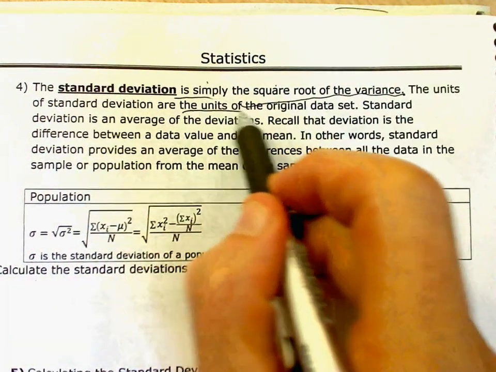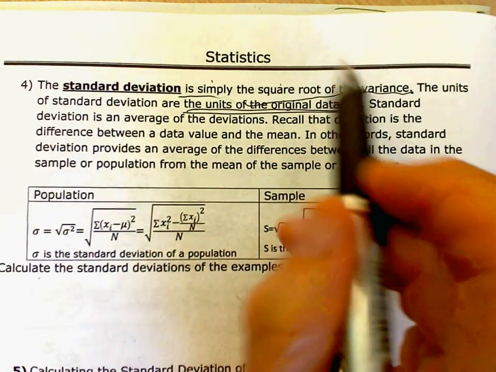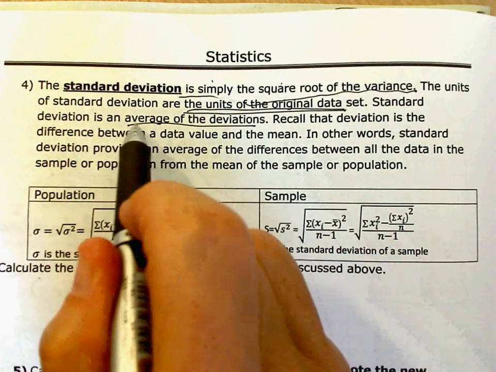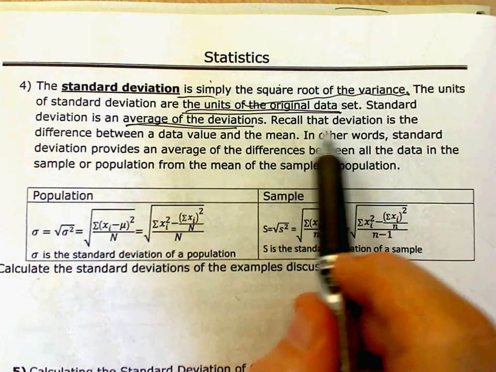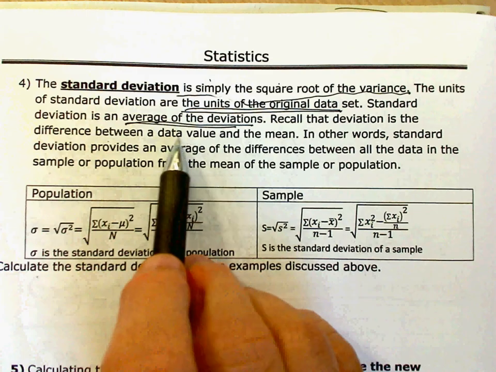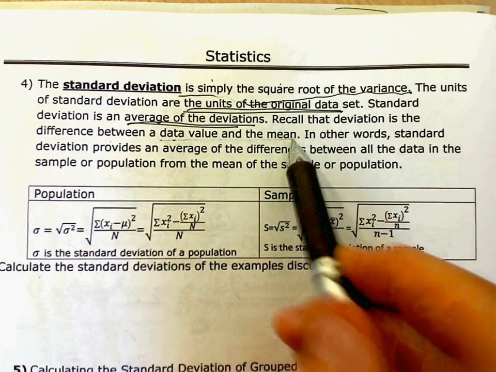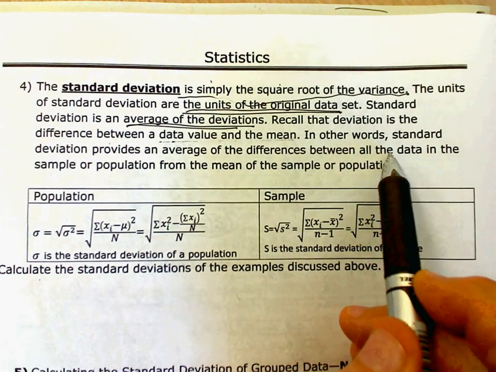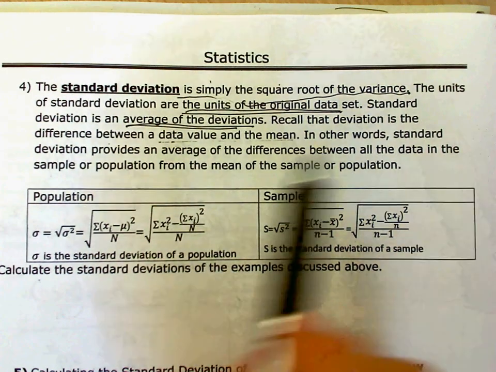Standard deviation is an average of the deviations. Recall that the deviation is the difference between a data value and the mean. In other words, standard deviation provides an average of the differences between all the data in the sample or population from the mean.